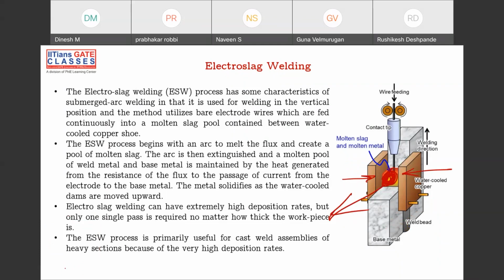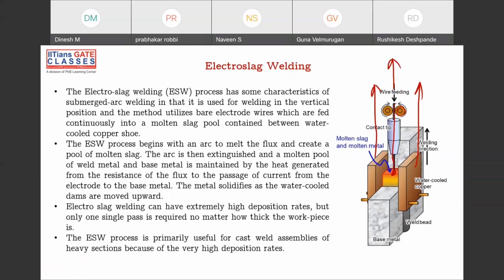So you are providing a water-cooled shoe. As your welding is going, the shoe also will be moving in the upward direction, and this setup also will be moving upward. It's like MIG welding only. These are some rollers, some wire is coming, and it is hitting, the arc is generated, and you are trying to weld like this.